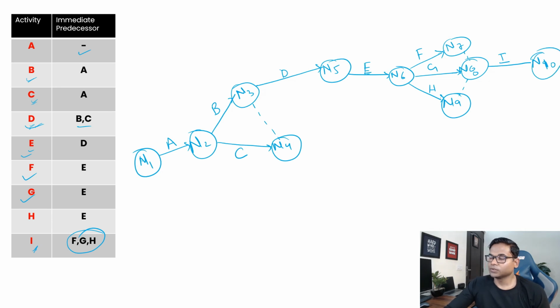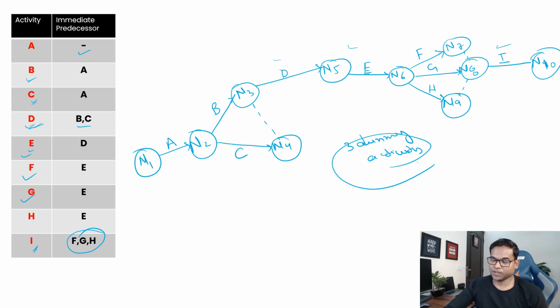Okay, so here we utilize three dummy activities to complete our network, right? And one more thing also, if you see, for any critical path for this network, your D, E and I will always be there, right? Because they are the connecting link in this network. Whatever network you follow, your critical path has to be D, E and I.